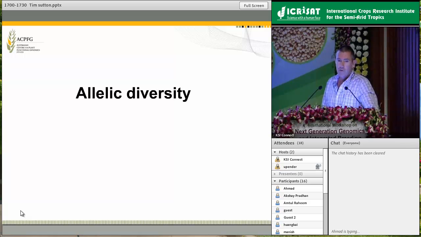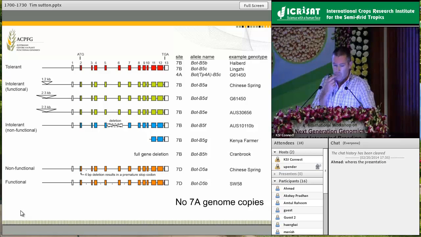This is very much a breeding focused project, and we're interested in looking at allelic variation to support the breeding programs and improve the breeding efficiency for this trait. So we started looking at the allelic diversity through wheat germplasm in Australia. This was a big job, and what we found was really quite interesting. We found a big spectrum of allelic variation for this gene. I've tried to illustrate these schematically here.